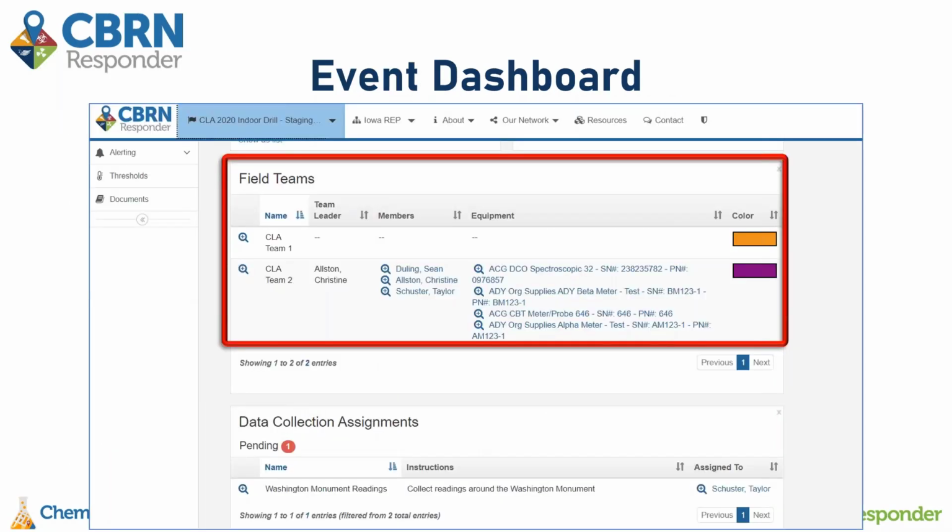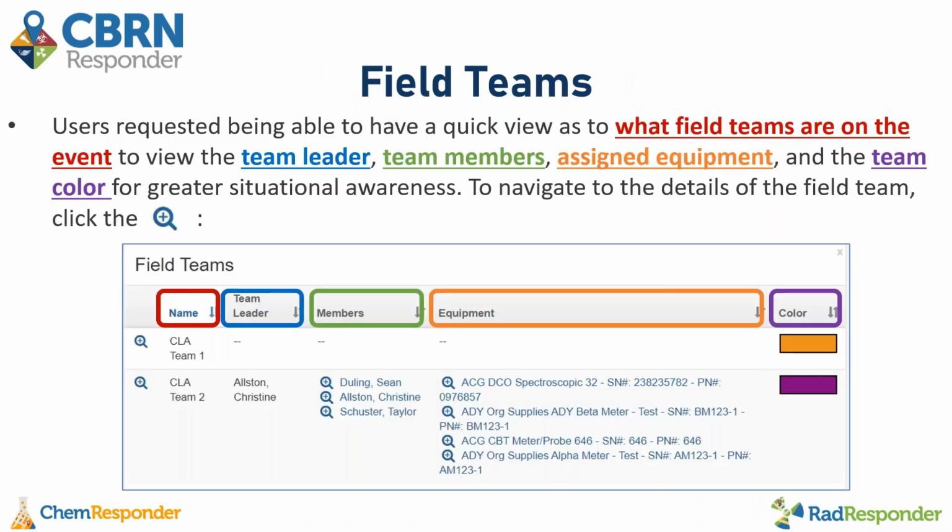If I scroll down on my event dashboard page, I will see a field team section. And this field team section was requested by users who really wanted to just get a quick snapshot or a summary of what field teams they had on this event.